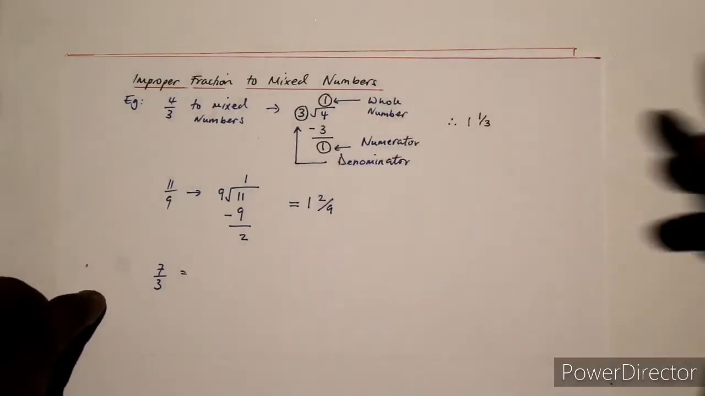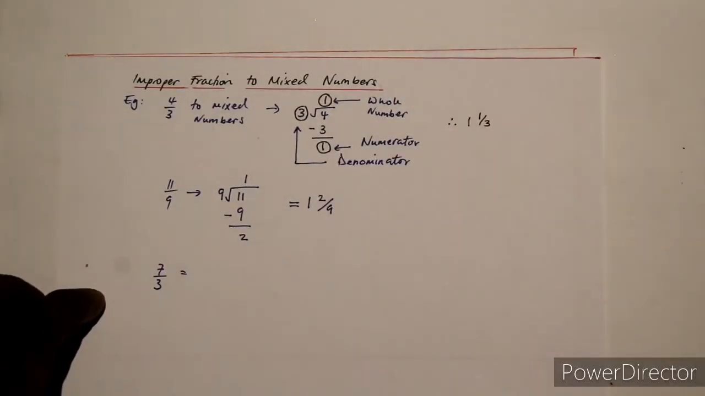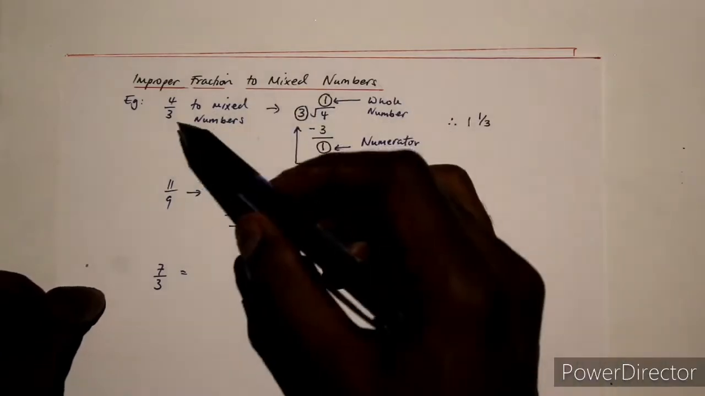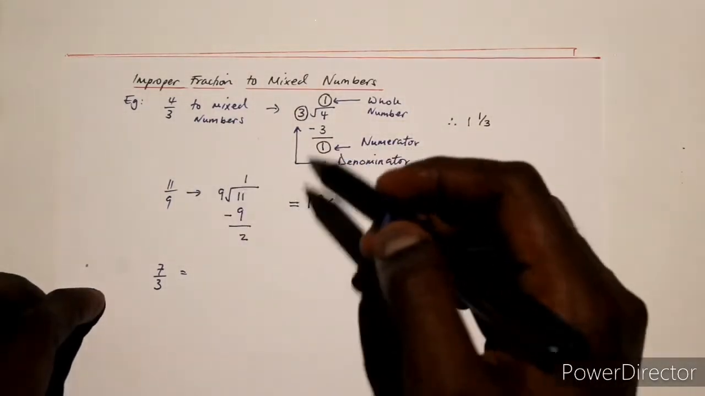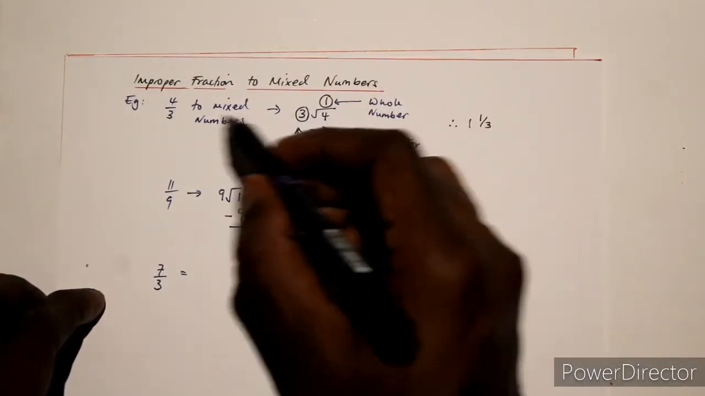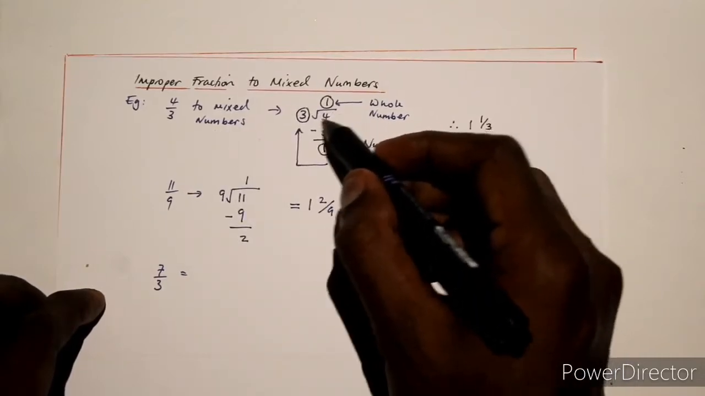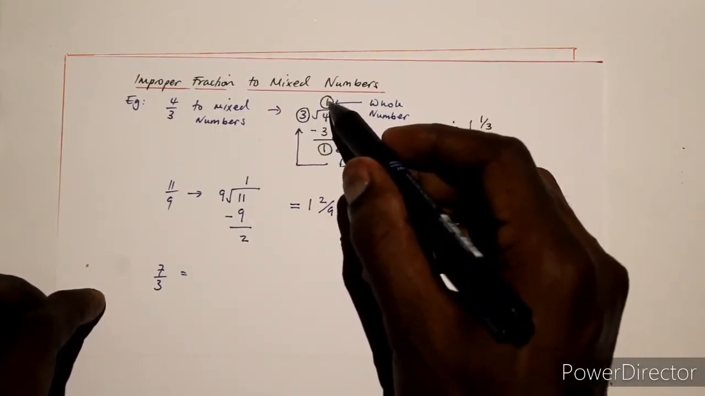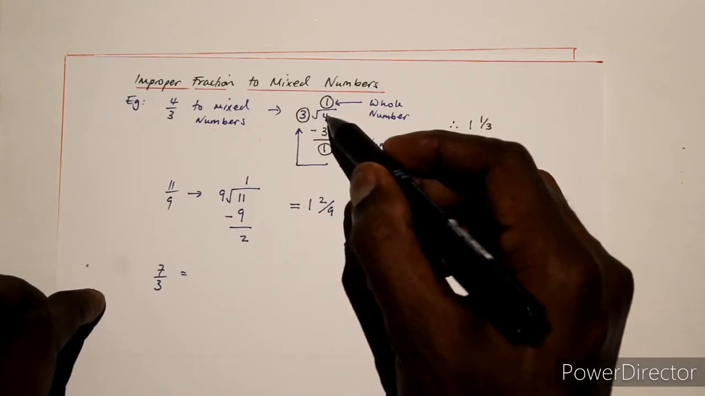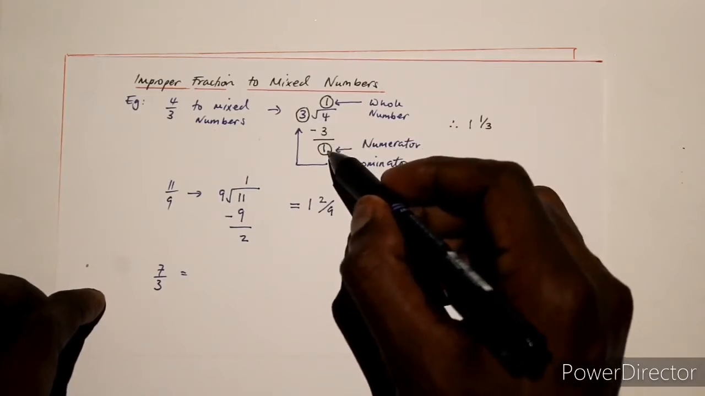When we want to convert an improper fraction, remember an improper fraction is a big number over a small number. So for example, we have 4 on 3 to mixed numbers. Then we should have 3 outside, 4 inside. So we have 3 into 4, 1. 1 times 3 is 3. 4 minus 3 is 1.